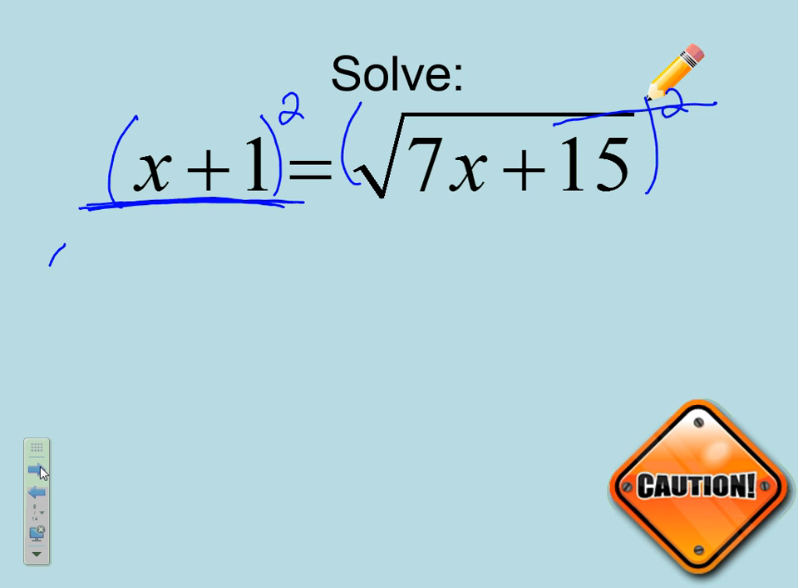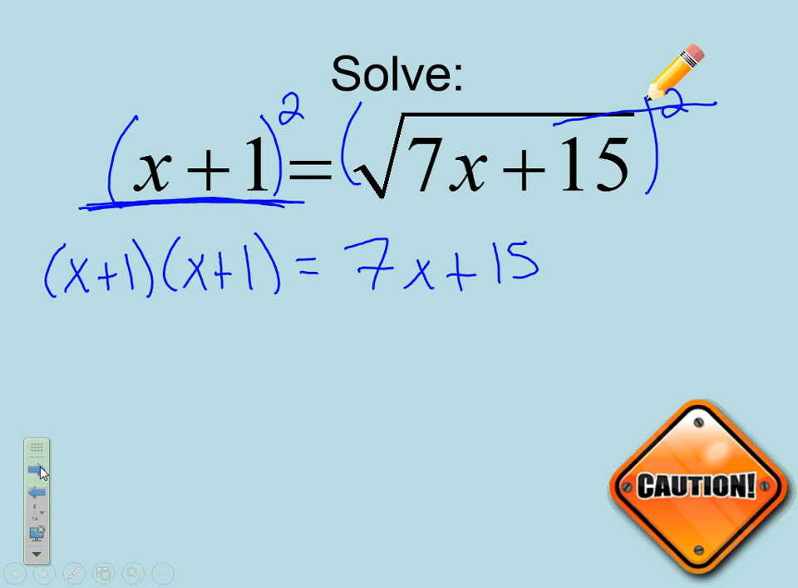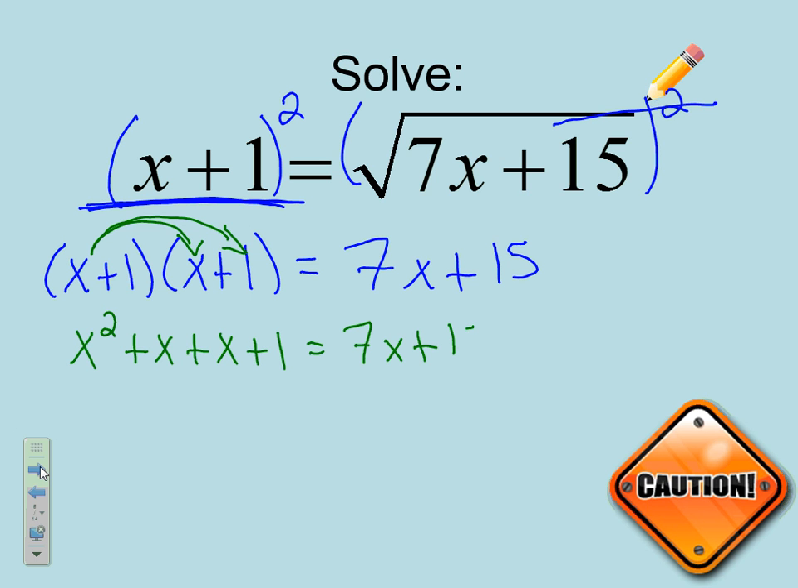So we're going to rewrite this as x plus 1 times x plus 1 equals 7x plus 15. Now we're going to go through and solve this. We need to distribute. Make sure we're distributing. So x times x is x squared, plus x, plus x, plus 1 equals 7x plus 15. Combine like terms. So I'm going to get x squared plus 2x plus 1 equals 7x plus 15.